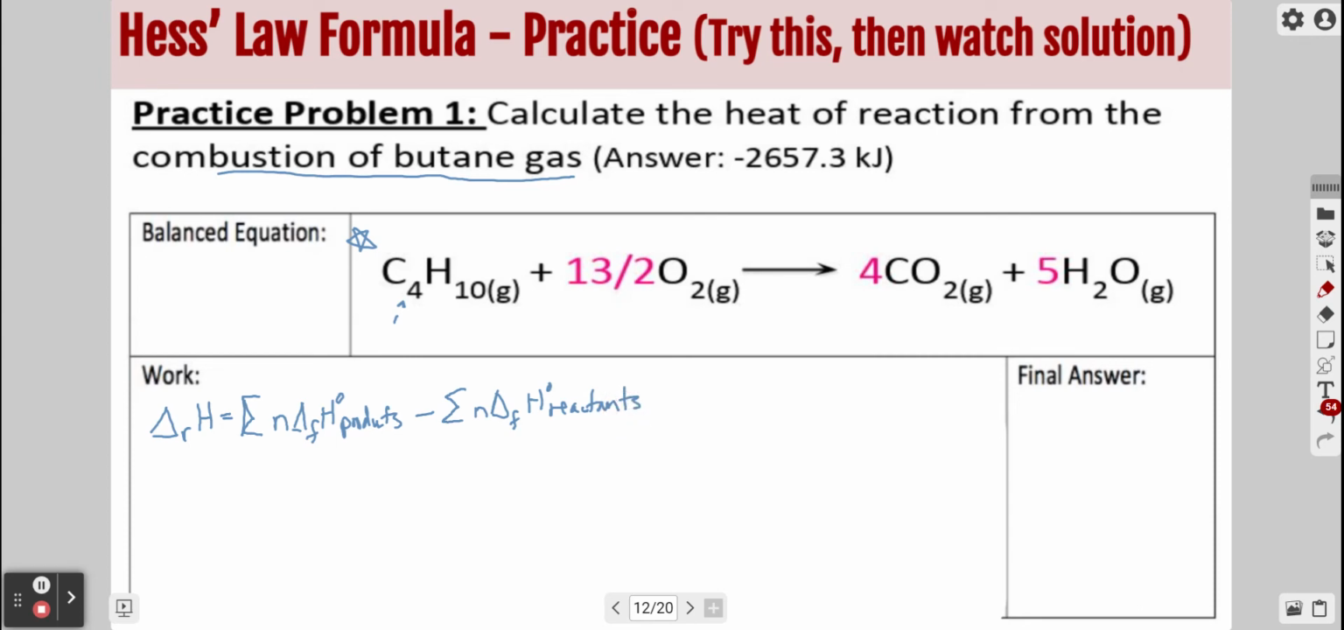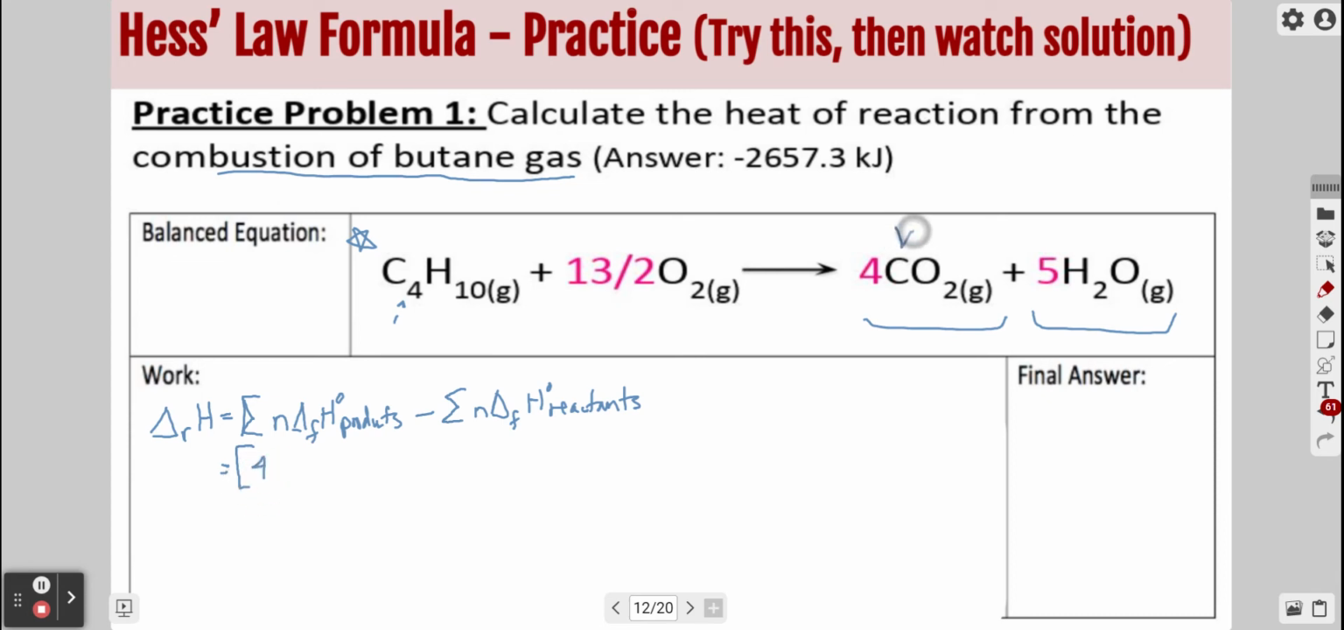Alrighty, so let's look at our products. So here's our two products. We've got carbon dioxide and we've got water, and they're both in the gas state. So our numbers are going to look very similar to the last one. We're going to have all our products in brackets. We're going to have 4.